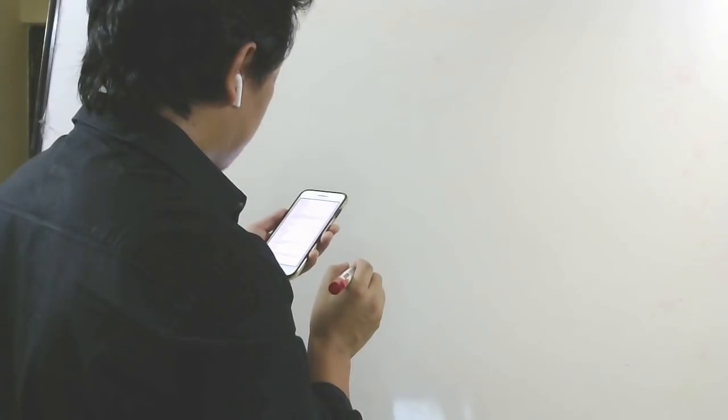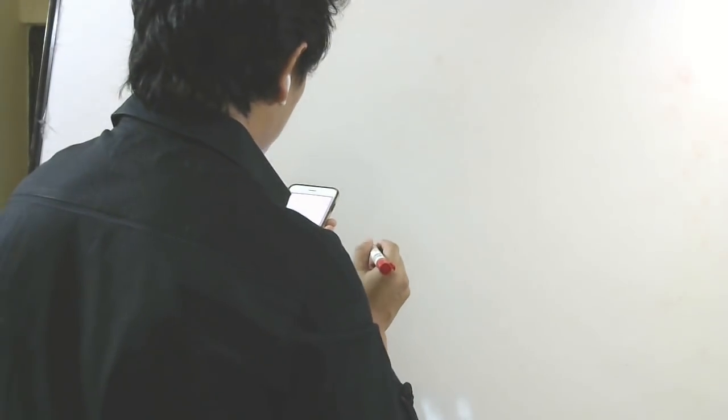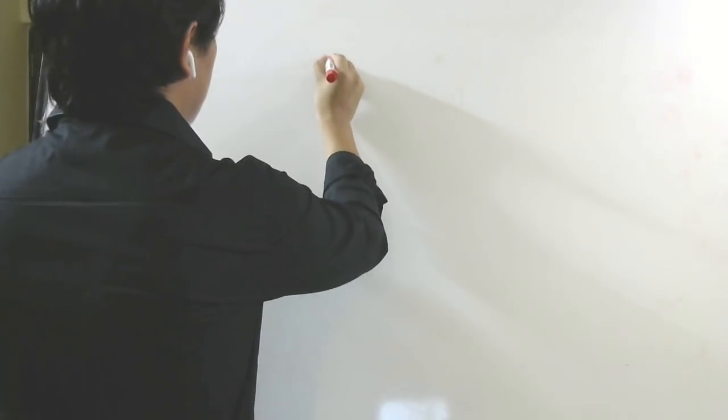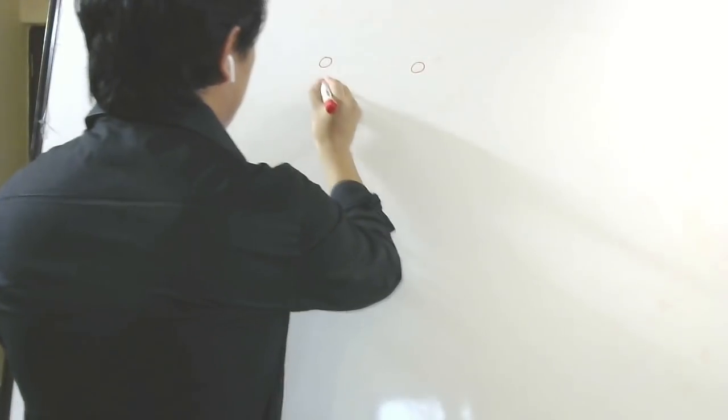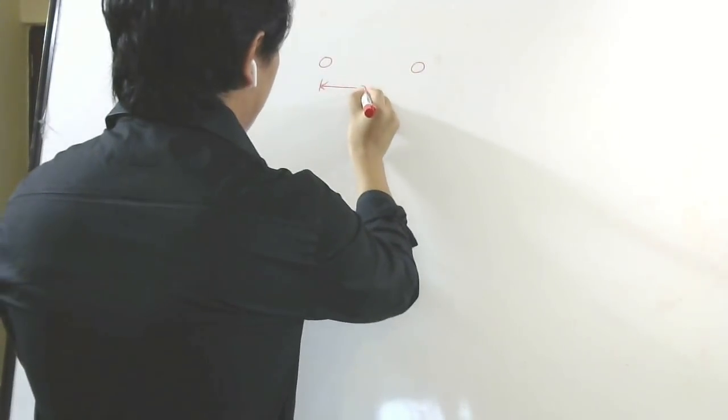Now let us see question number 3. Question number 3 says, two small spherical conductors have the same radii. Radii here means plural of radius. They have charges plus 6 microcoulomb and minus 12 microcoulomb. So there are two small spheres, and you can treat them as point charges.